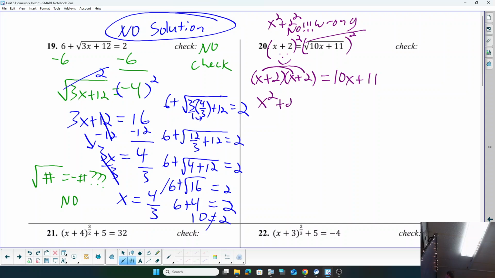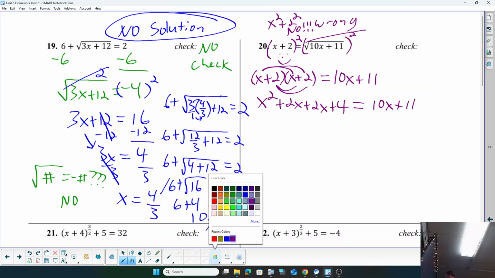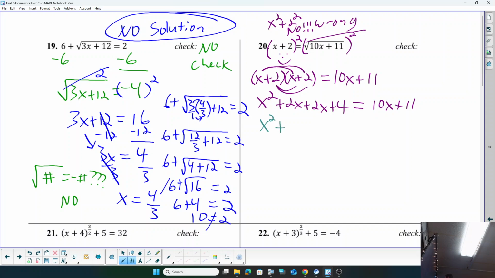Now we get x times x is x squared. x times 2 is 2x. 2 times x is 2x. And 2 times 2 is 4. So we have x squared plus 2x and 2x is 4x, plus 4 equals 10x plus 11.